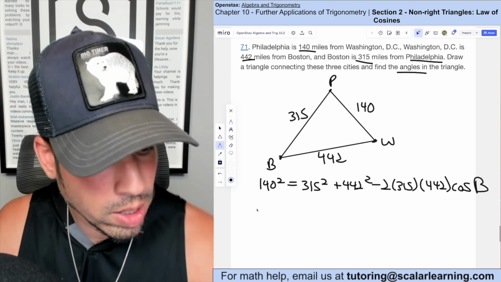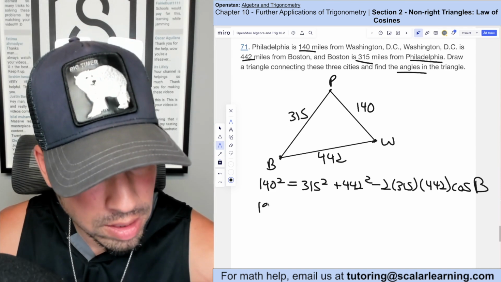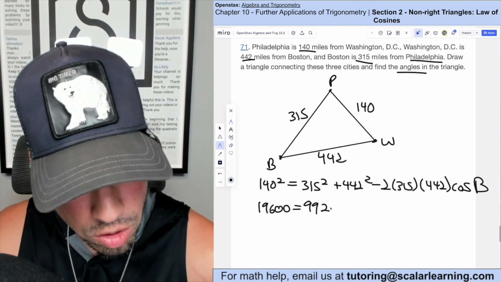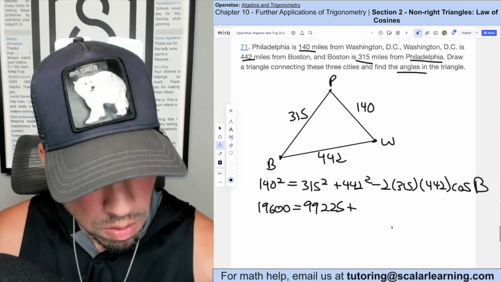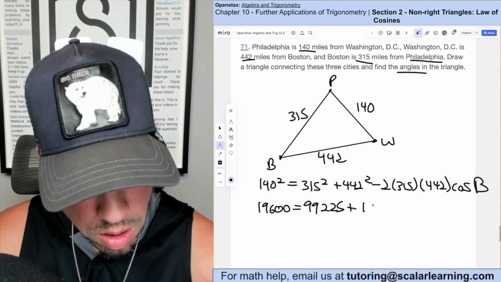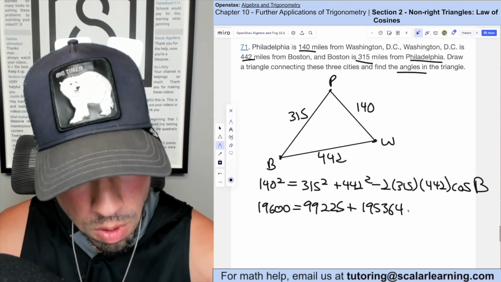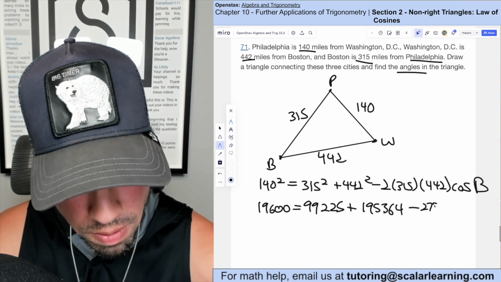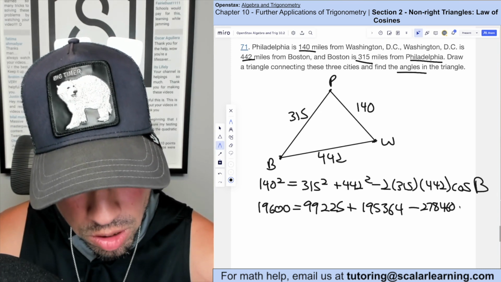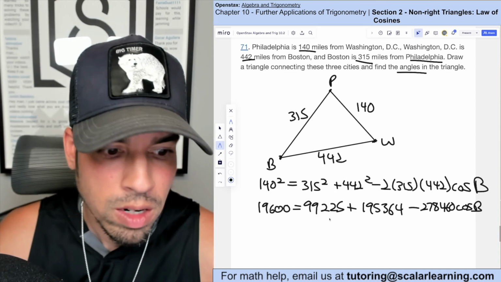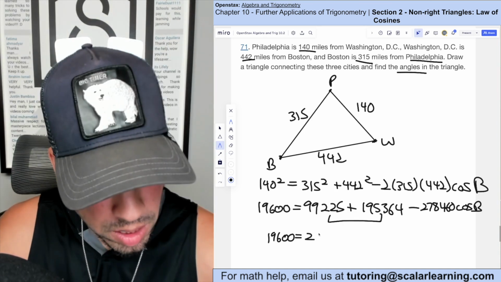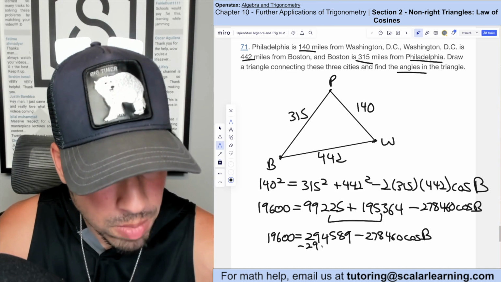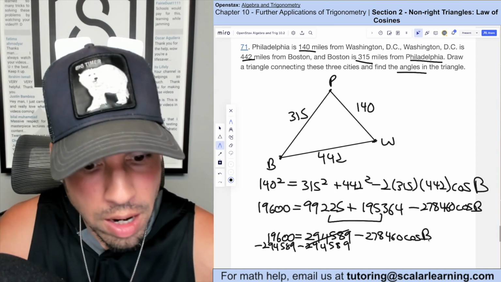Now let's evaluate. 140 squared is 19,600. 315 squared is 99,225 plus 442 squared, which is 195,364 minus 2 times 315 times 442, which is 278,460. Big numbers here, and then times cosine of b. Now we're going to add these together, and we get 294,589. Now we're going to subtract by this amount on both sides. Again, we're just trying to isolate b here.